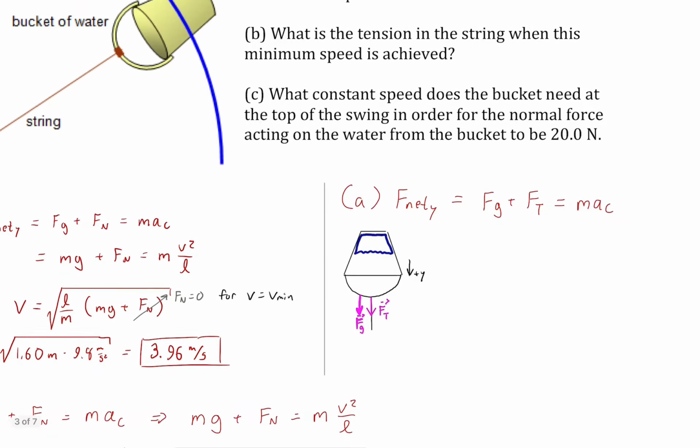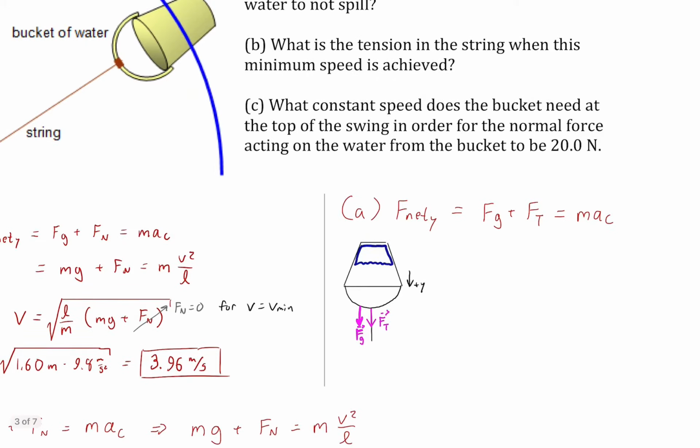So in part B, we're asked what is the tension in the string when this minimum speed is achieved. So what do you think it's going to be? If the water is momentarily weightless, if we're going through the loop just fast enough for it to make it through without spilling, wouldn't you expect the tension to be 0, right? Because the whole system is just like hovering there for a second before it then starts to go down on the downswing, okay? So we should expect the tension to be 0, and indeed we can show it is, okay?